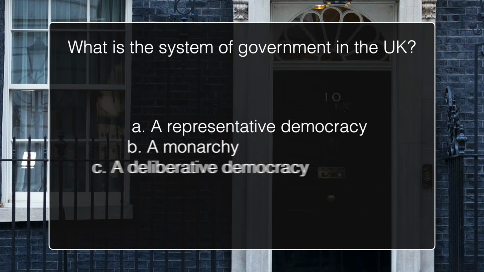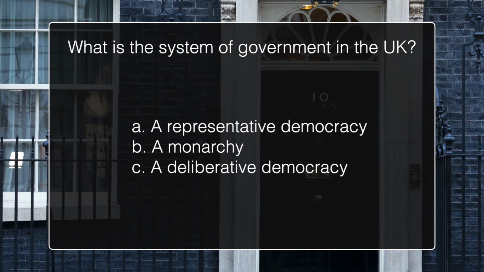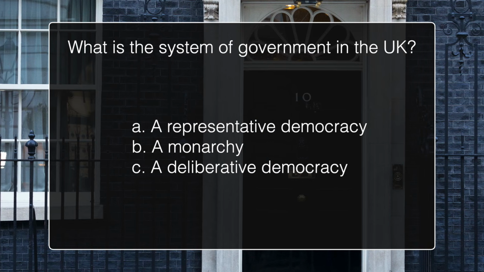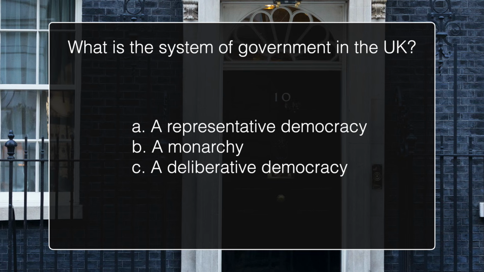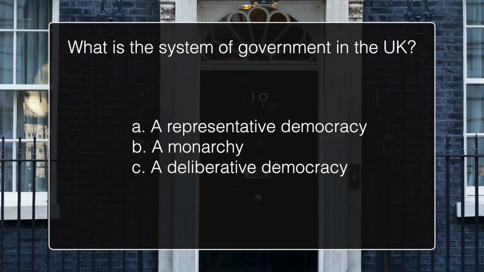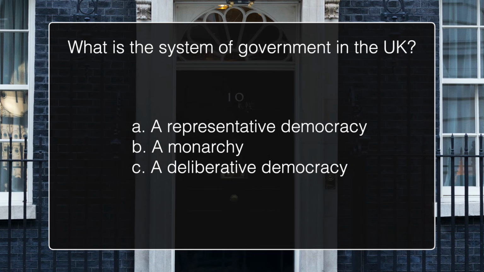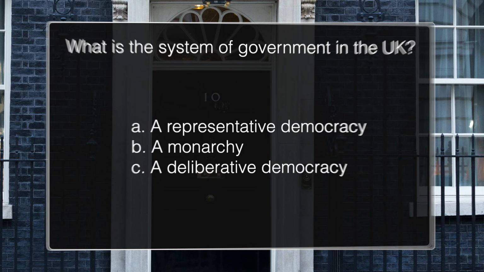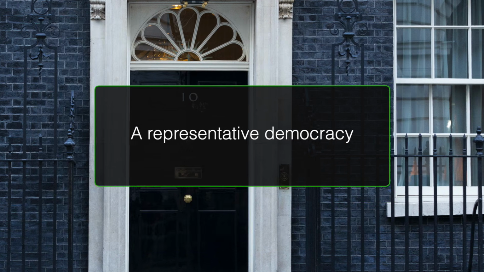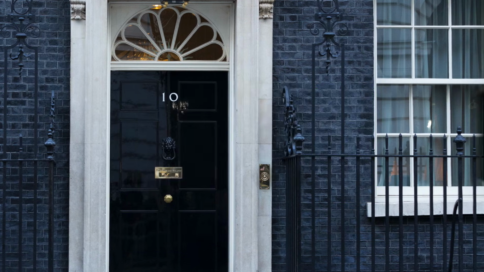What is the system of government in the UK? A representative democracy, a monarchy, or a deliberative democracy? The answer is a representative democracy.